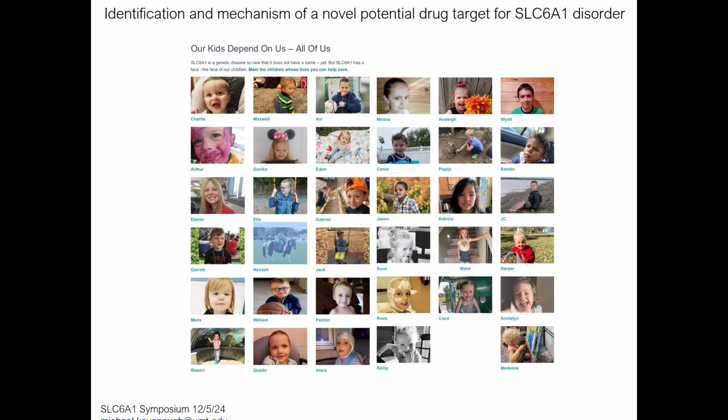I'm going to talk today about an update and some new data following on from the work we've been doing on a potential new drug target on SLC6A1 that may be related to the action of Ravicti.